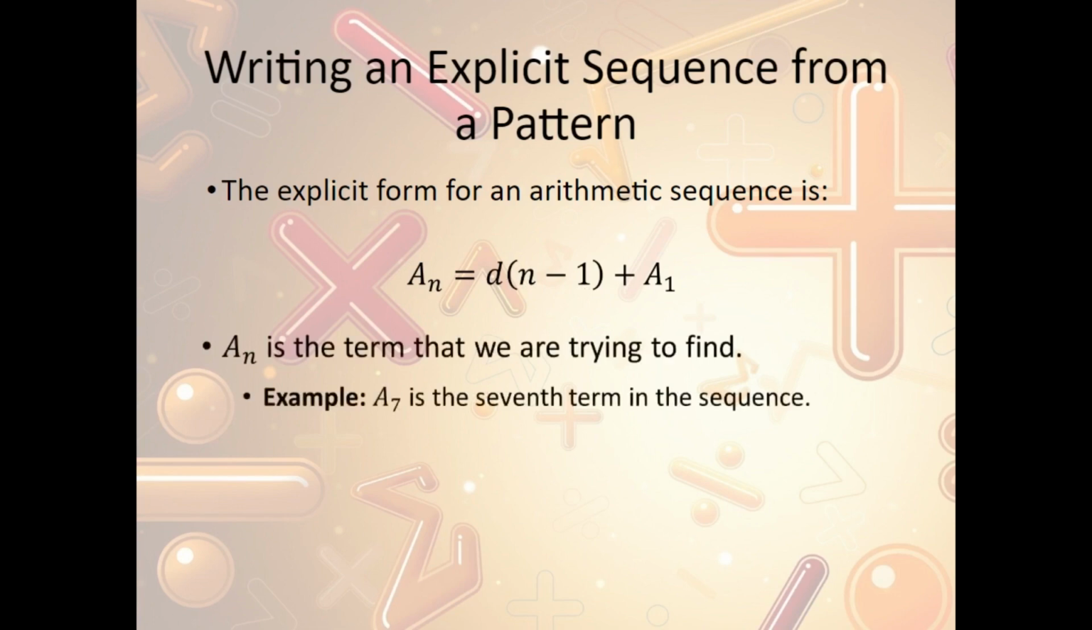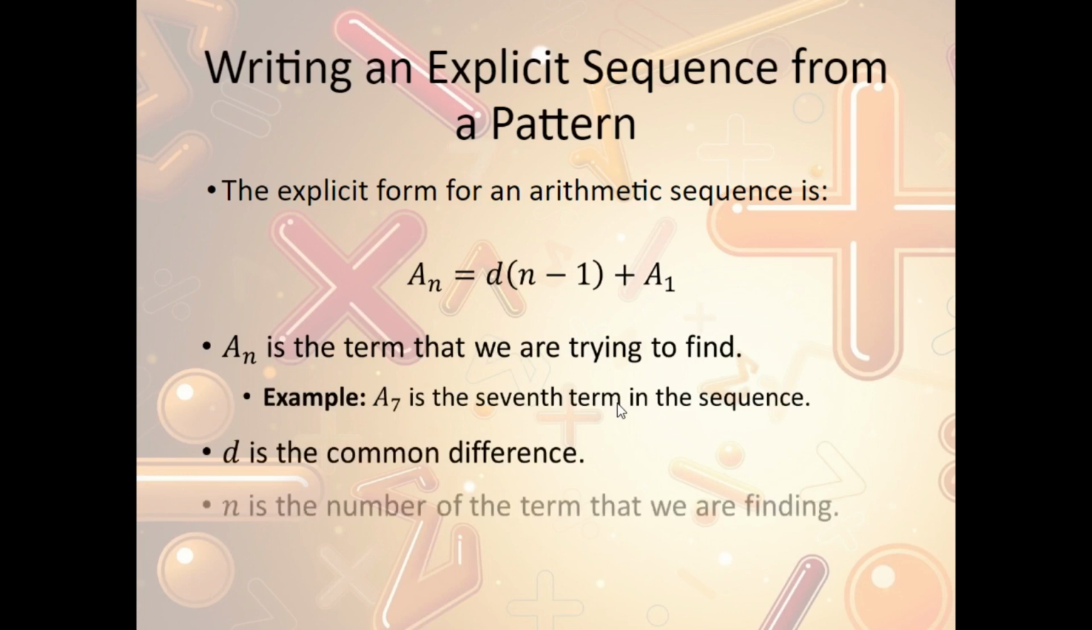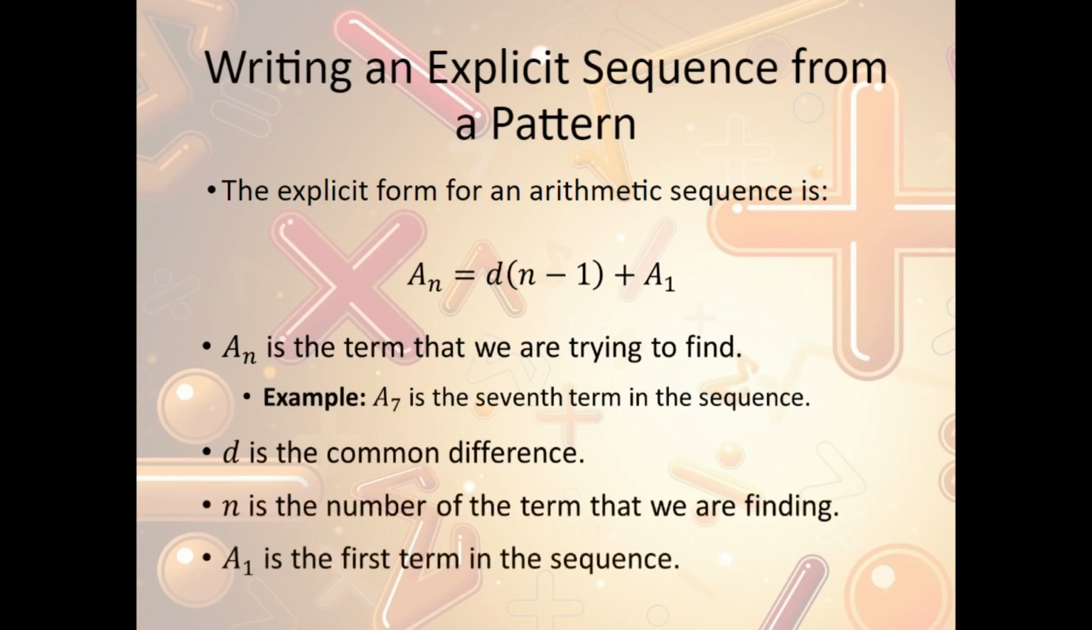So for instance, a7 is the 7th term in the sequence. D is the common difference. N is the number of the term that we're trying to find. And a1 is the first term in the sequence.